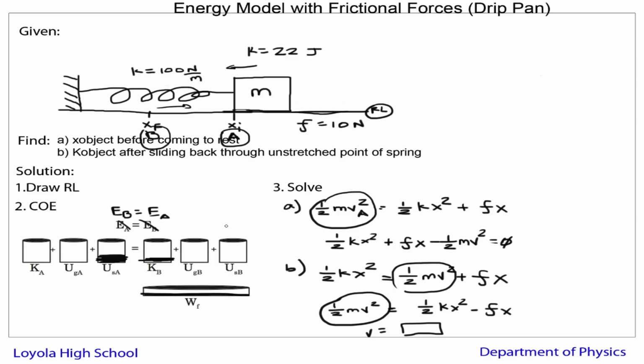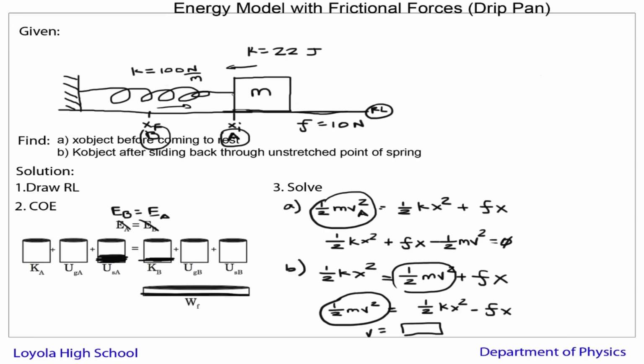So that's an example of using the energy model with the drip pan, and all it comes down to is the same idea. You set a reference line, you define the energies at each point. So we did that for part A and part B. On the way there, we lost energy due to friction. There was work done by friction. We included the drip pan. And on the way back, we lost more energy.